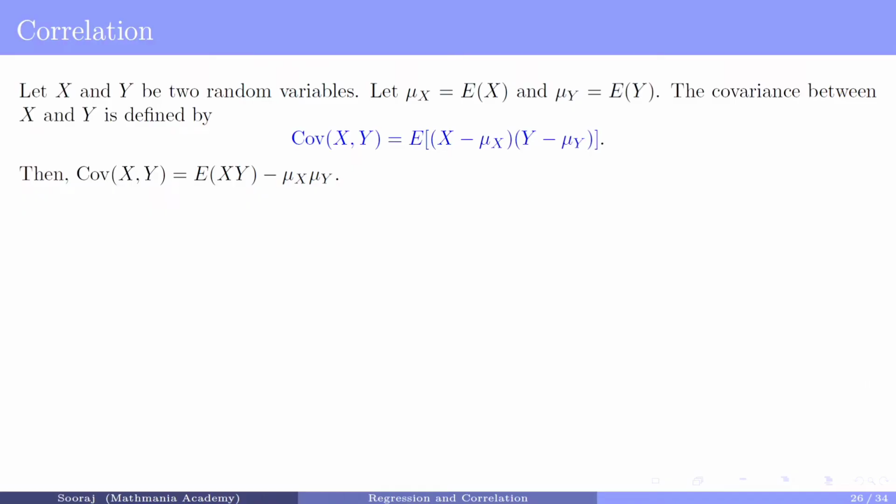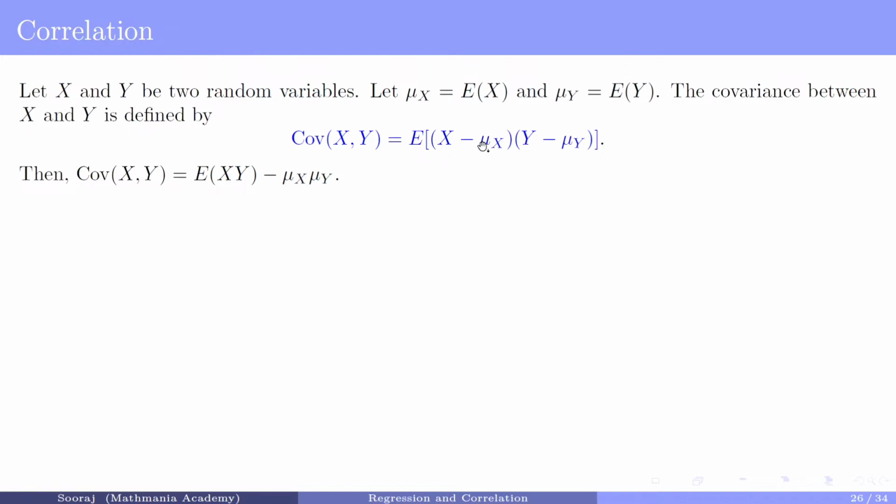Welcome. The next idea that we are going to discuss is the concept of correlation. Here, when we have two random variables, the covariance of these two random variables is defined as the expectation of (x minus mu x) times (y minus mu y), where mu x and mu y are the expectations of x and y respectively. This is how we define the covariance between these two variables.